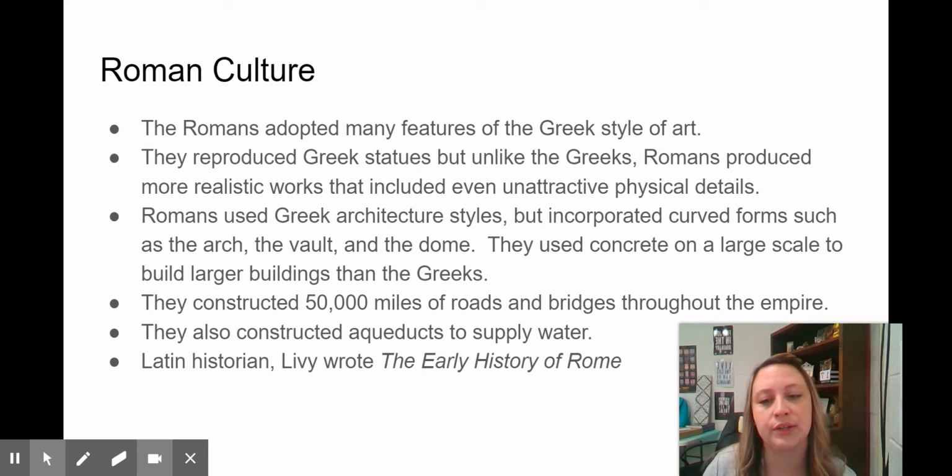There's a Latin historian, Livy, who wrote the early history of Rome. So here we have more history being written down thanks to the Greeks, but it's passed down into Roman culture as well.